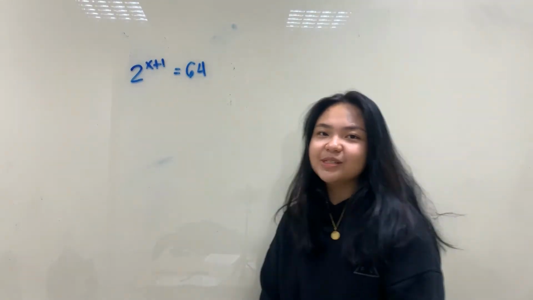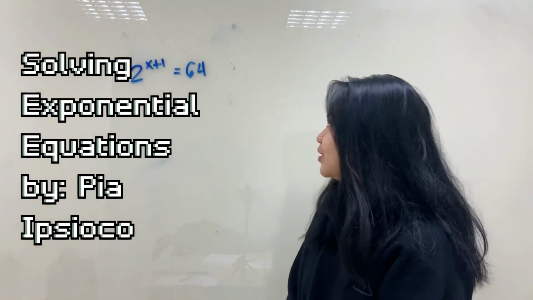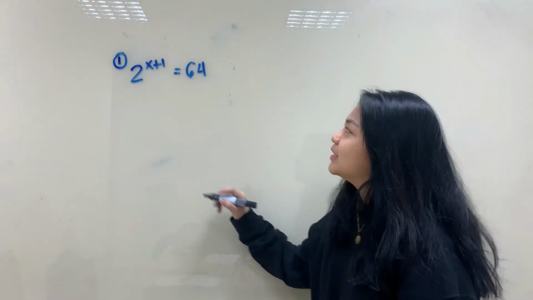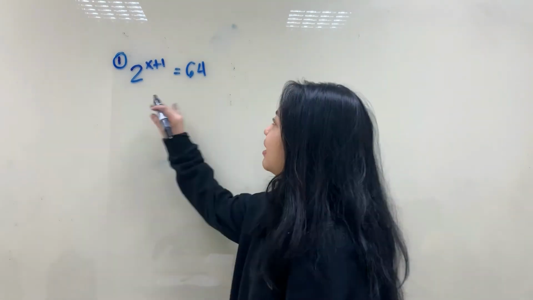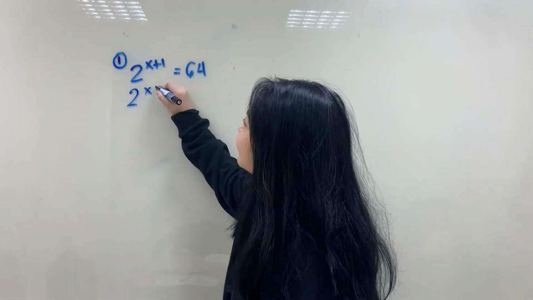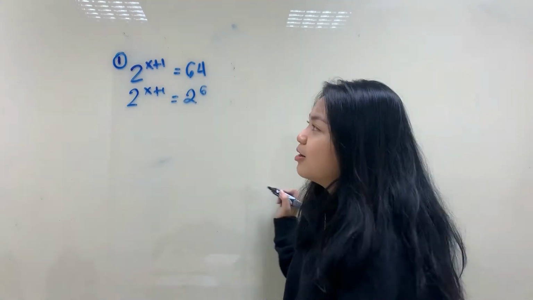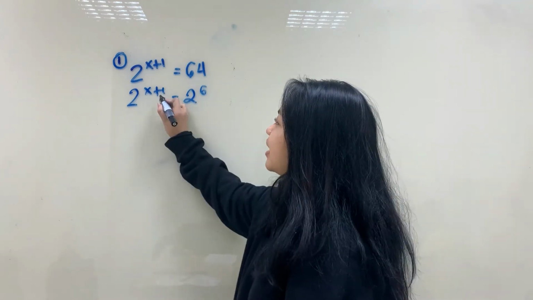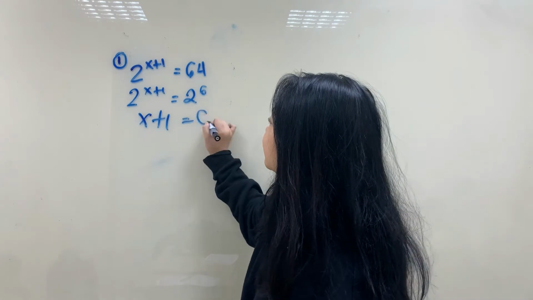What's up mga ka-EMS? So for today, we'll be solving exponential equations. So this is our problem number 1. 2 raised to x plus 1 is equal to 64. So dapat magkaroon ng same base yan. So ang mangyari, 2 raised to x plus 1 is equal to 2 raised to 6. Pagkatapos, since same na yung base niya, i-bring down na natin yung mga exponents. So, x plus 1 is equal to 6.